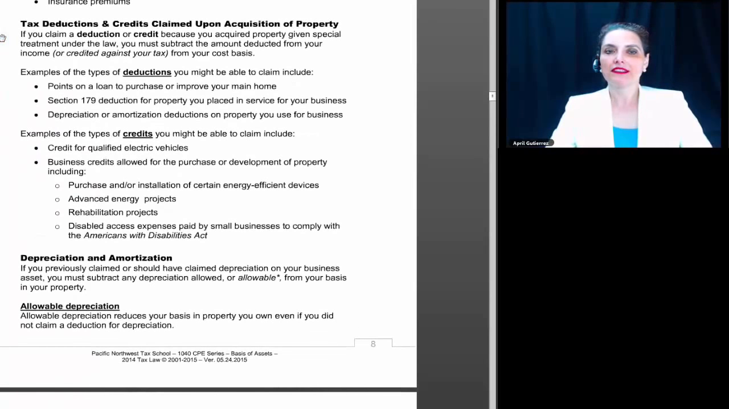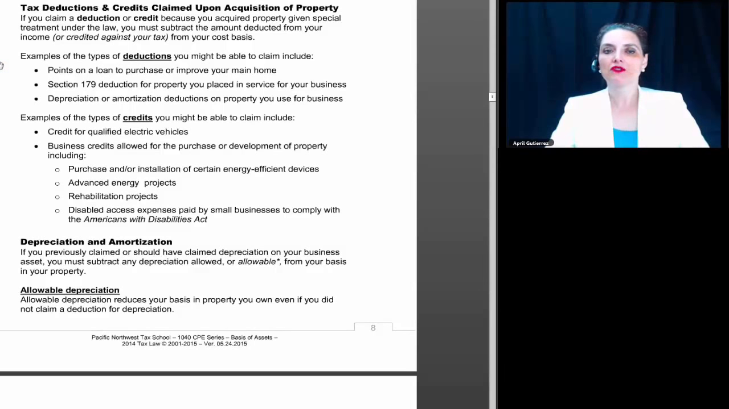Tax deductions and credits that are claimed upon the acquisition of property. Well, if you claimed a deduction or a credit because you acquired the property that was given special treatment under the law, you must subtract the amount that you deducted from your income or was credited against your tax from your cost basis. Now, examples of the types of deductions you might have been able to claim include points on a loan to purchase or improve your main home, the Section 179 deduction for property that you placed in service for your business, or depreciation or amortization deductions on property that you used for your business.